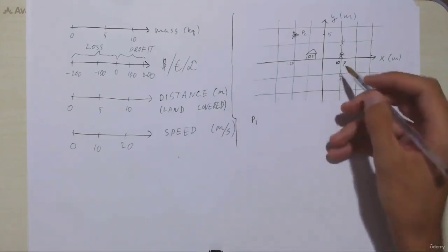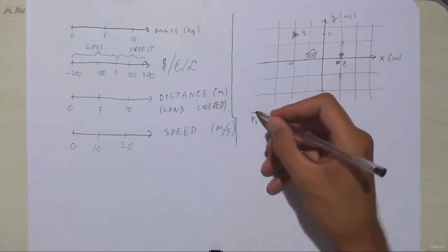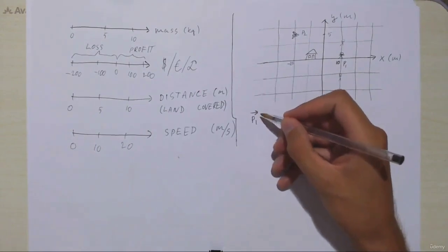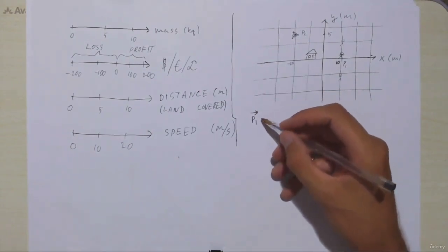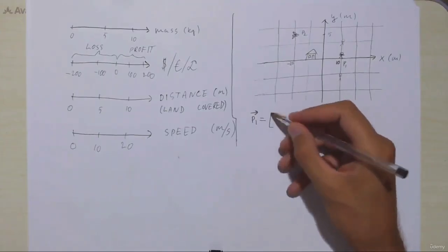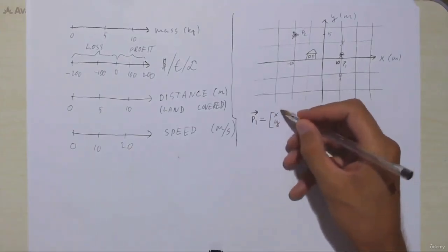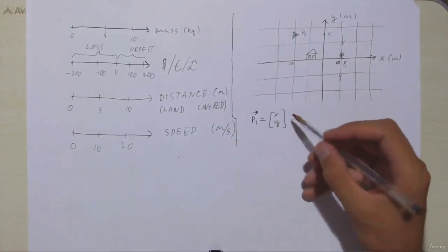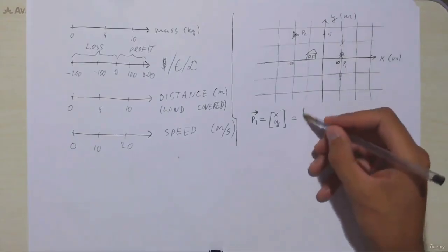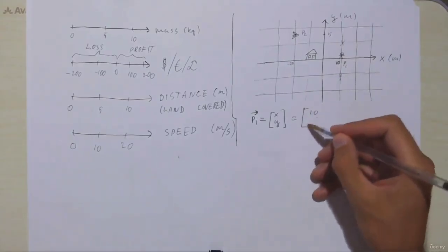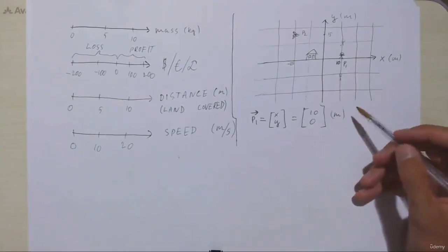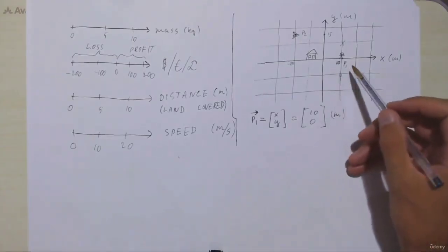So the way we would describe this position here, position 1, we denote vectors with this small arrow on top of the letter. And then we say that, okay, P1 is X and Y. So the X dimension goes first, and then the Y dimension comes later. And then we just say 10 and 0 meters. And now we have fully described the position of the person.